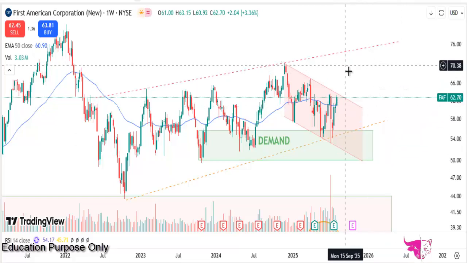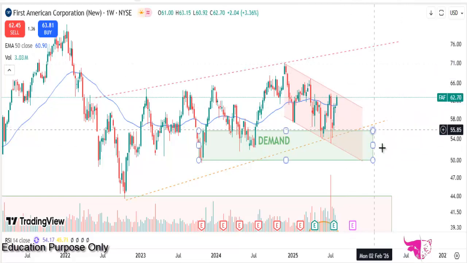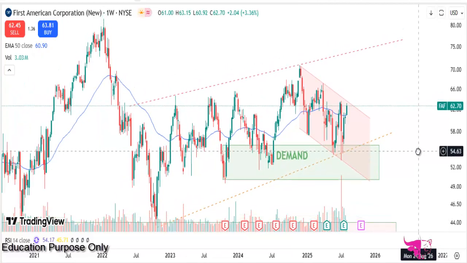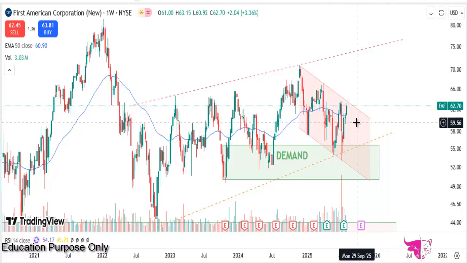Okay, so it feels like FAF is at a bit of a decision point then. We've got the long-term uptrend, this short-term dip into a key support area. So what are the potential ways this could play out, according to the analysis? Let me start with the positive case, the upside.